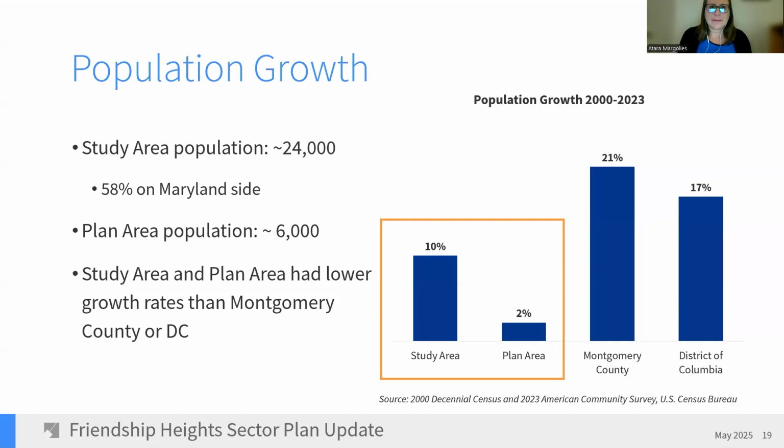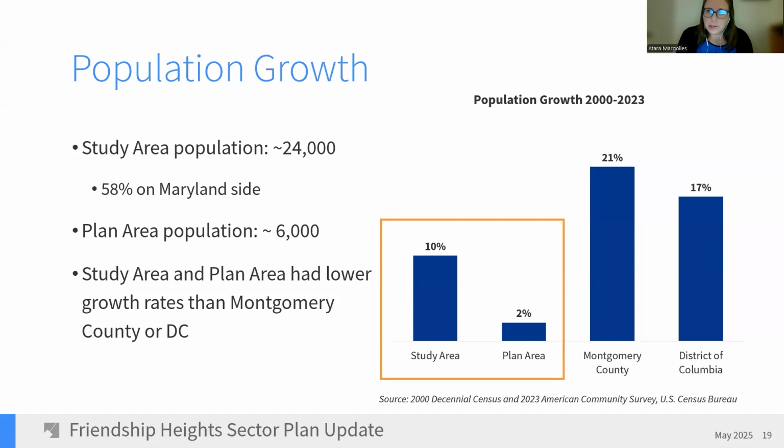Currently, the study area has about 24,000 residents. About 58% of that study area population is on the Maryland side, and the other balance is on the DC side, and 25%, 6,000 people, live inside the plan area.